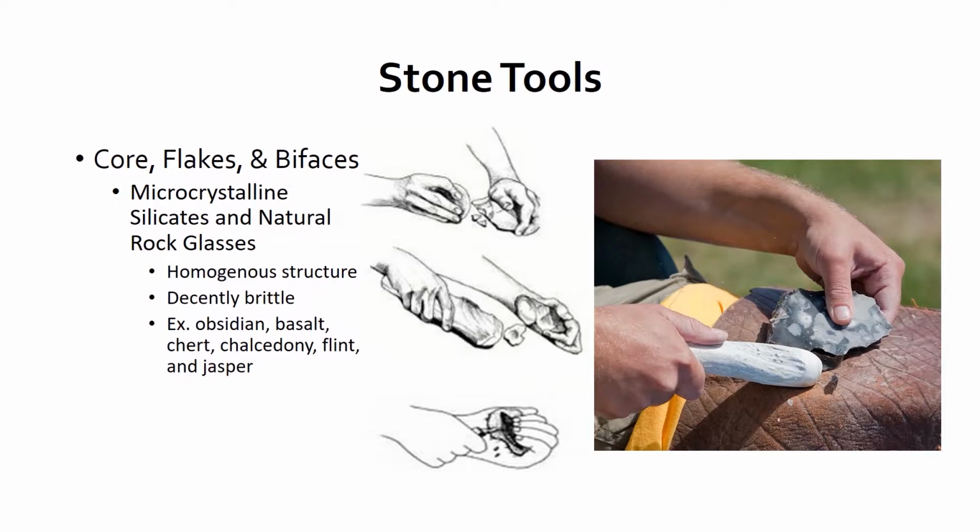So these are stone tools manufactured through what we call flint knapping. It's where you take a microcrystalline silicate or natural rock glass, something that has few imperfections and is brittle enough to be broken easily, and you make tools from it. Examples of this type of stone are obsidian, basalt, chert, chalcedony, flint, and jasper. Now these stones are easier to shape, but they also hold a sharp edge.